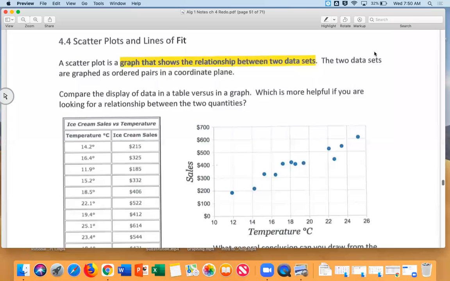All right, so yesterday we were talking about scatter plots and lines of best fit. A line of best fit is pretty much a line that we're going to use to represent our data. Okay.